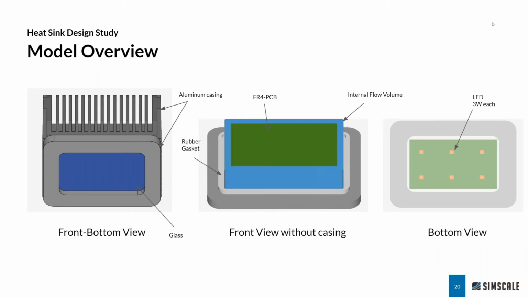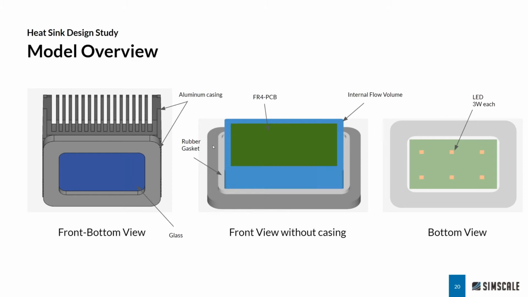Here's an overview of the model in CAD. There's a front casing here. Again, the front casing and the back is aluminum. Of course, it's resistant to weather and is a pretty good conductor as well. There's a glass panel in the front. Behind that glass panel and front case is a rubber gasket.